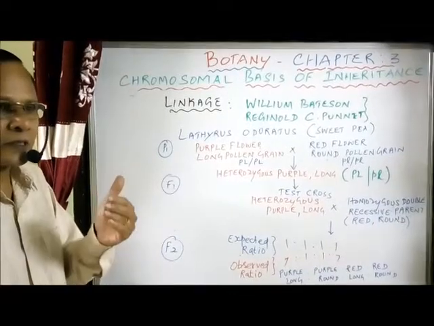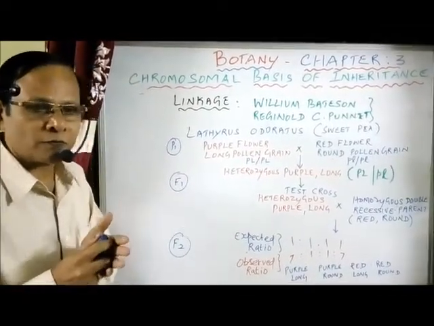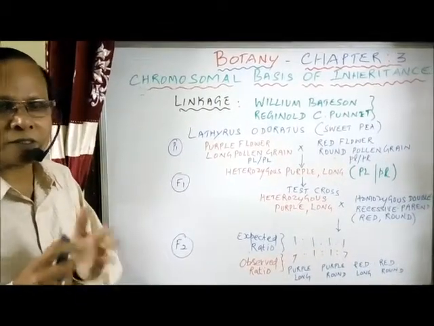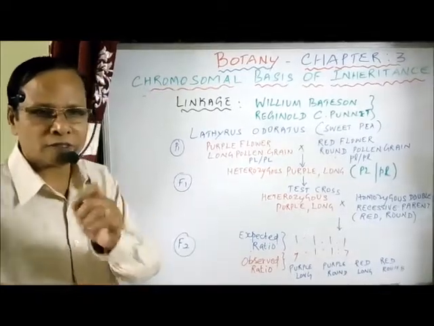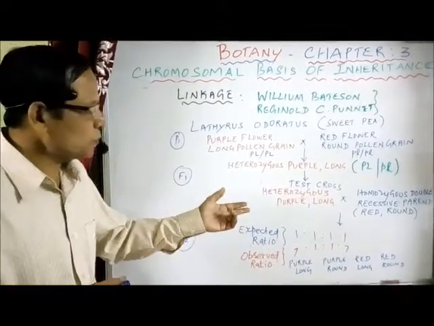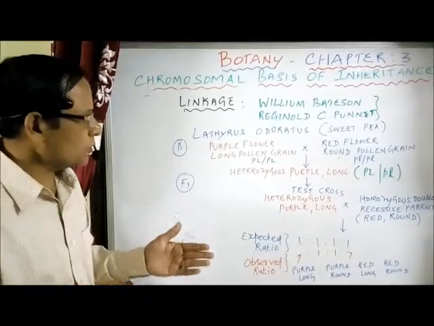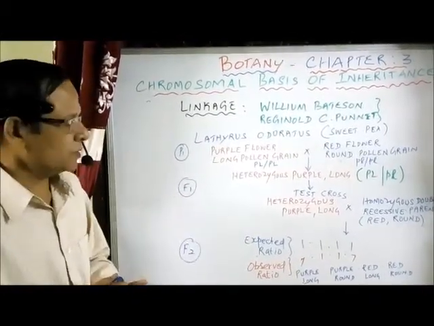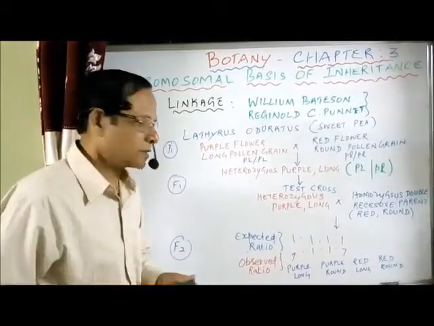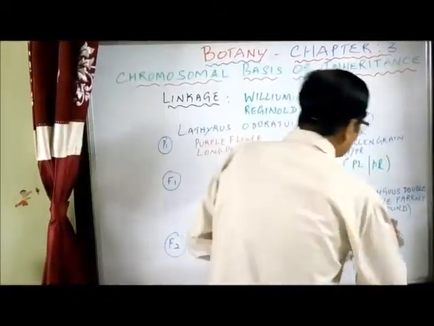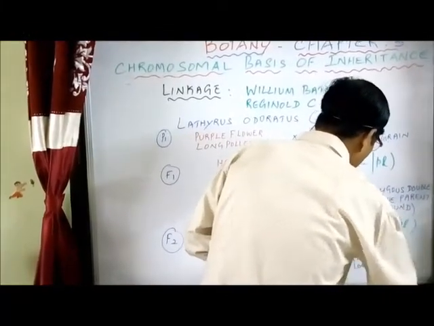So they effected a test cross. What is a test cross? You know that one: crossing of the F1 hybrid with the homozygous recessive parent. In a monohybrid cross, we take only a homozygous recessive parent. Here, two characters are involved, so we are crossing with a parent which is homozygous double recessive. This is the homozygous double recessive character.